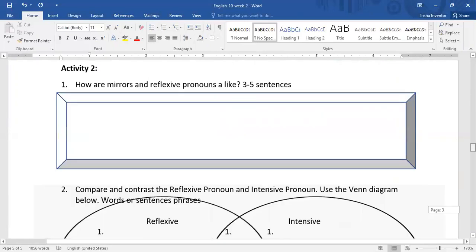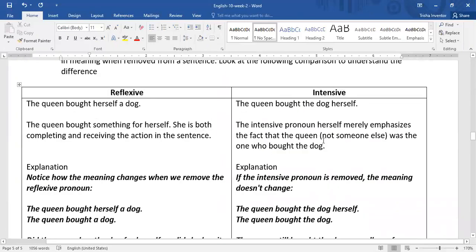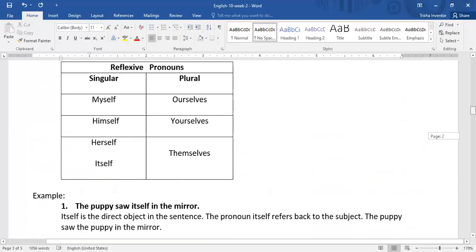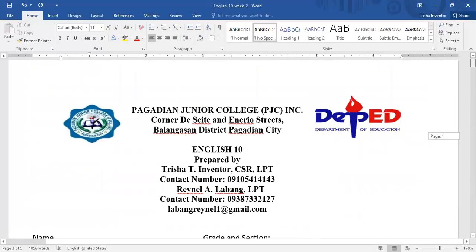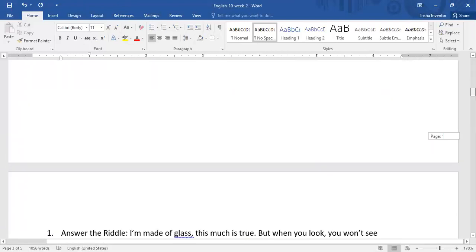Again, remember that reflexive pronouns are used to refer back to the subject. Intensive are used only for emphasis. Gi-emphasize ra niya ang mga bagay-bagay sa mundo.